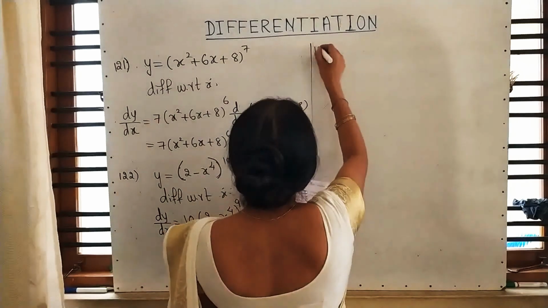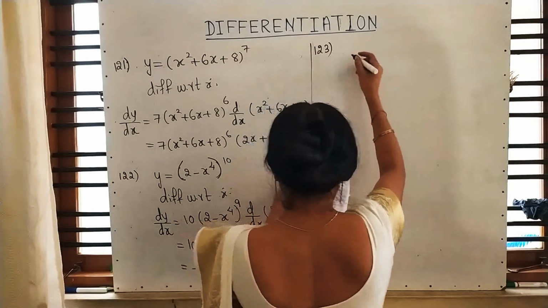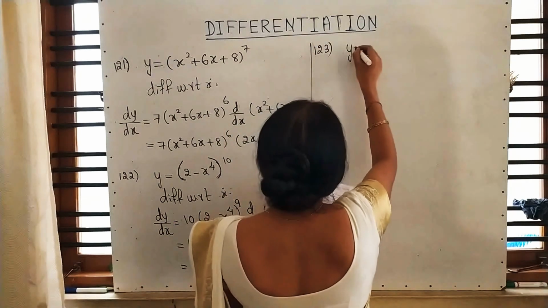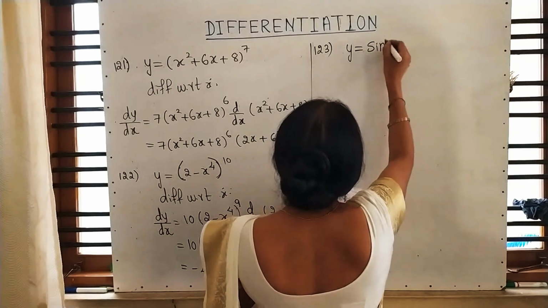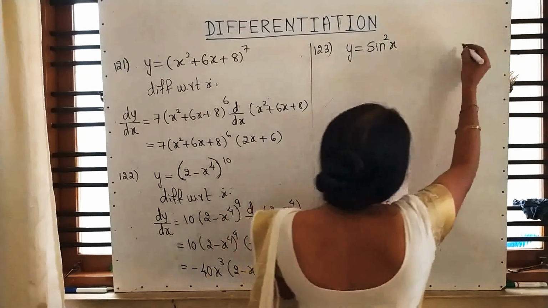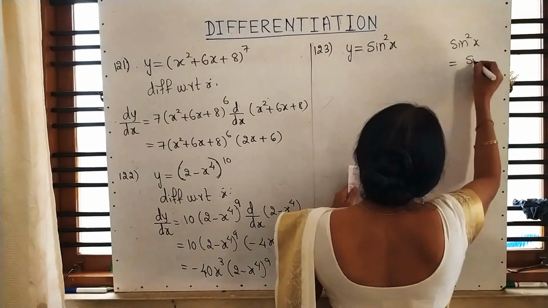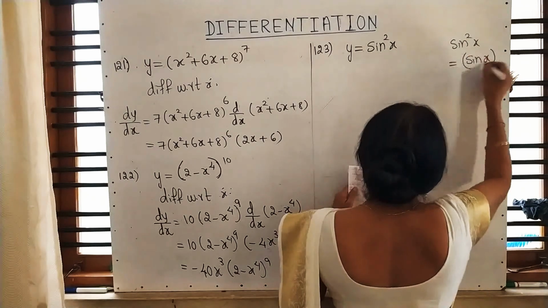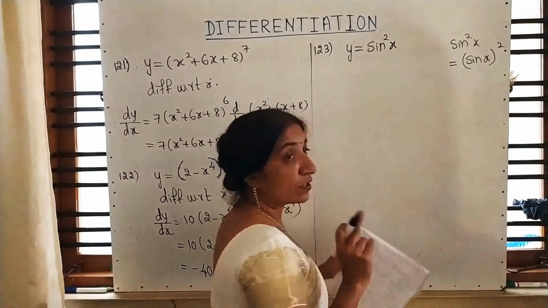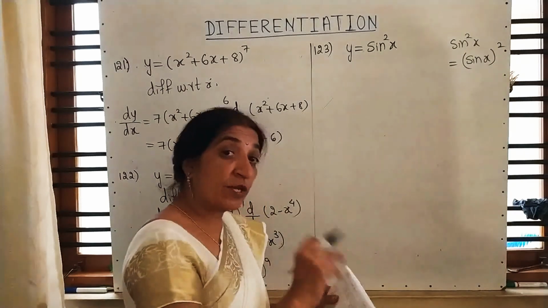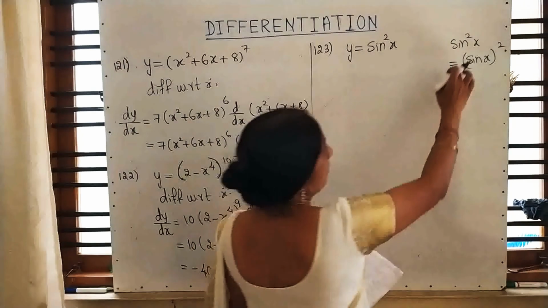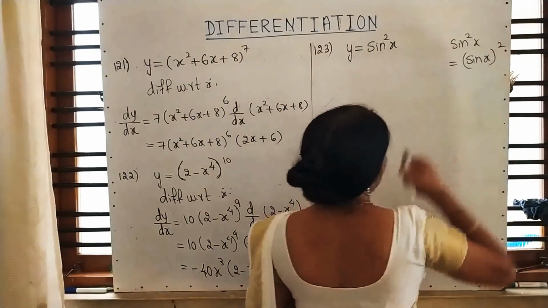Question number 123. y is equal to sin square x. See, already we are familiar. Sin square x is also written as sin x whole square. Correct or not? It is not the square for angle. Square is for the trigonometric term. Sin square x will be written as sin x whole square.